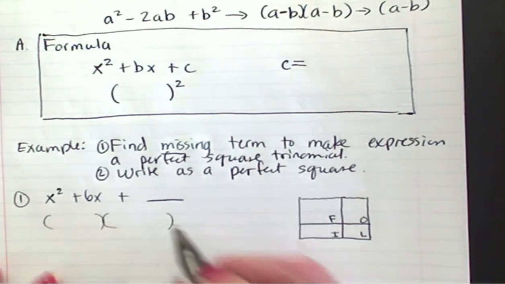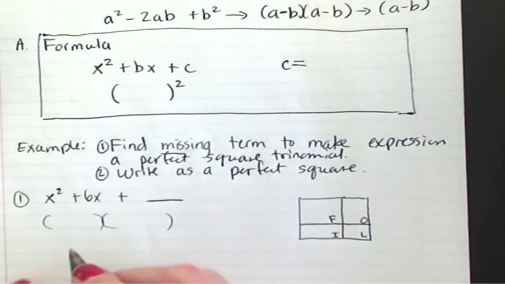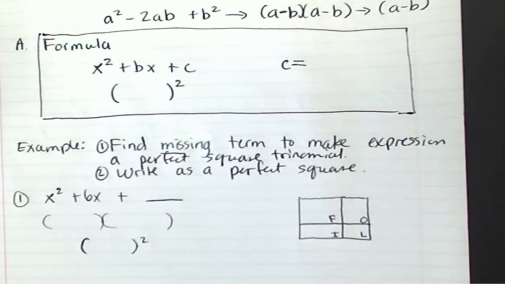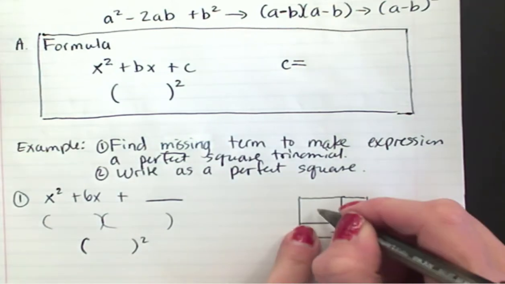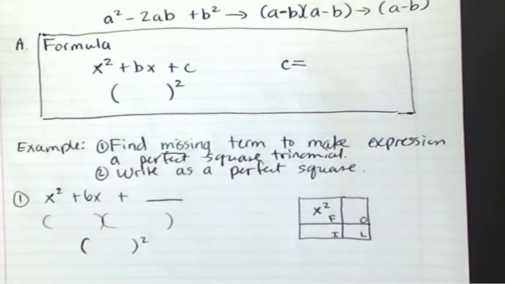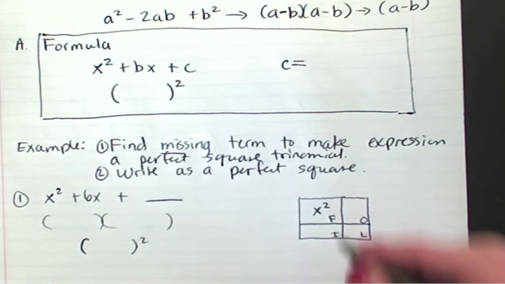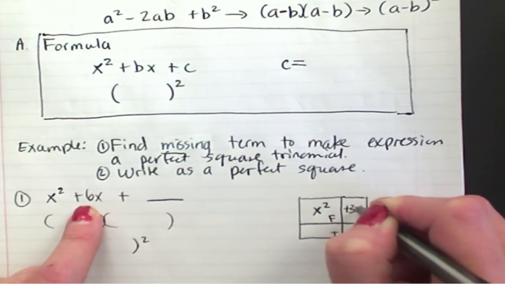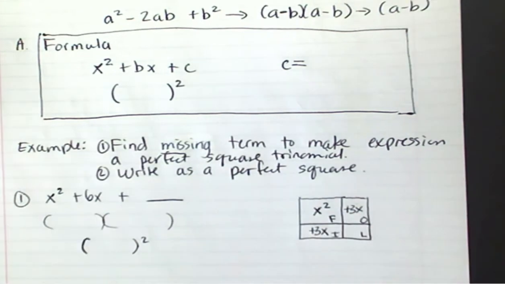Okay, I am trying to make this a perfect square, where I am going to get the same factor twice. Okay, my first term is x squared. Now, my middle term is 6x, but because it's a perfect square, I actually need my outer and my inner to be the same. So I'm going to split the 6x evenly between these two boxes. A perfect square means the inner and the outer are exactly the same.